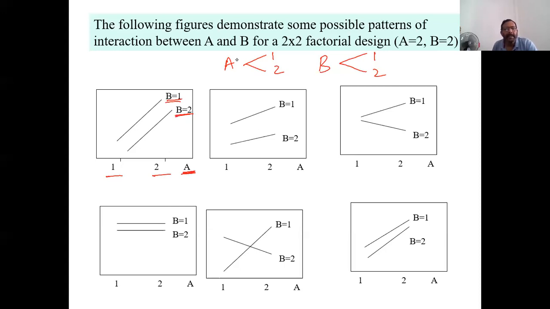Tell me the first case, whether we have interaction or not. Anyone? This is on the y-axis response, right? Response mean could be the average yield. Tell me, is there an interaction? The first one. Nelu?